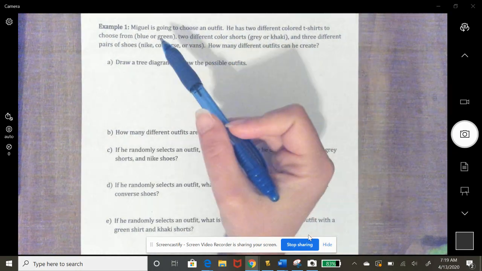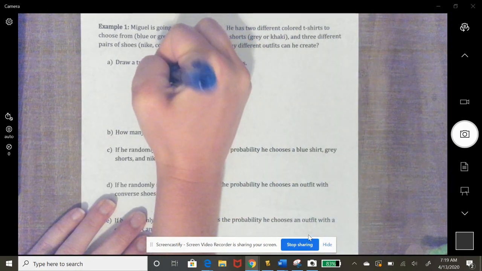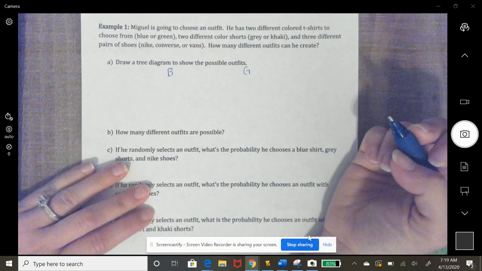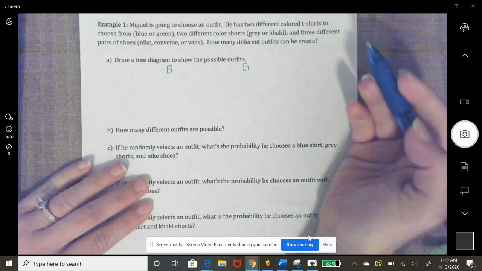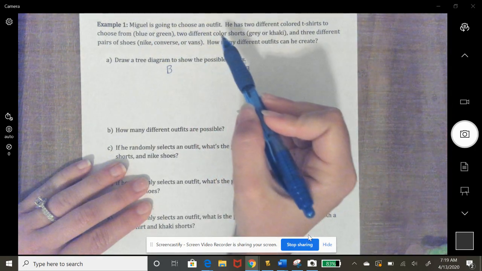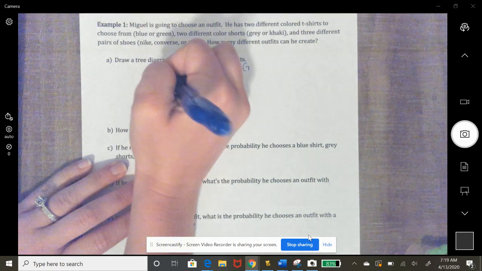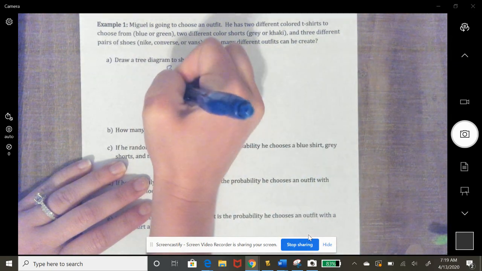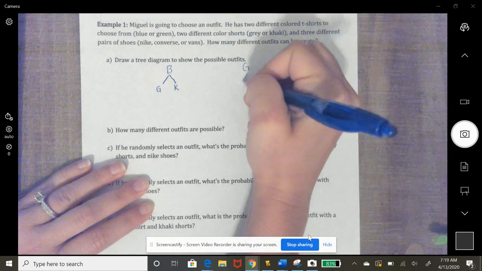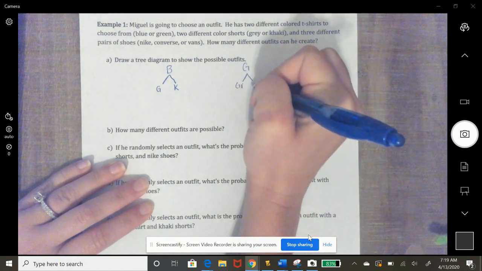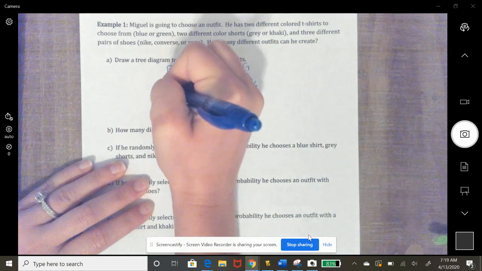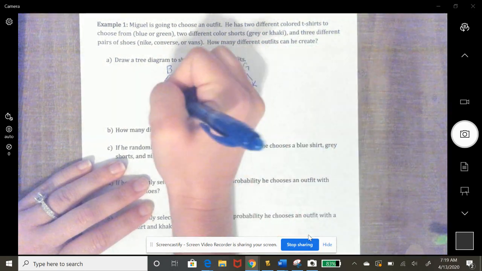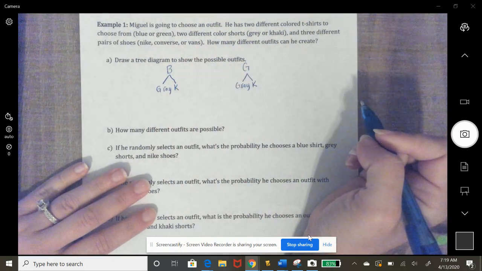You start with your first choice. His first choice is t-shirt, so he has either a blue or a green t-shirt. You can abbreviate because it's just for you, it's just a good visual. Once he chooses his t-shirt, now he has shorts. He can choose gray or khaki, so we branch off of that first one and put gray or khaki. And from the green one, let me just write gray, or khaki.